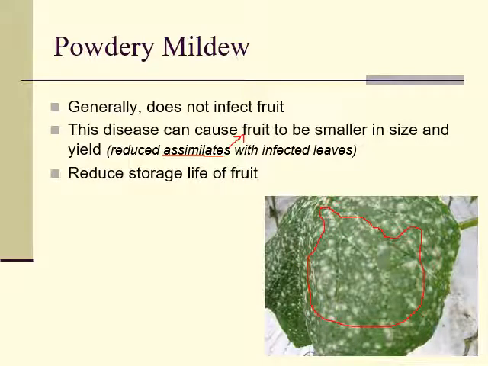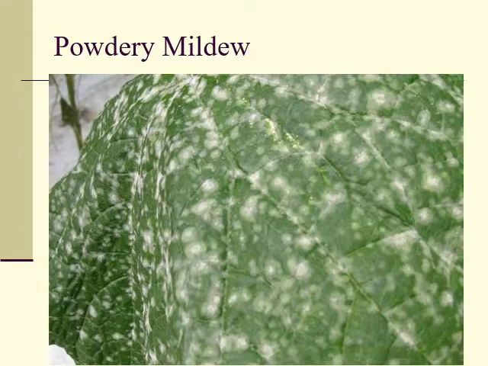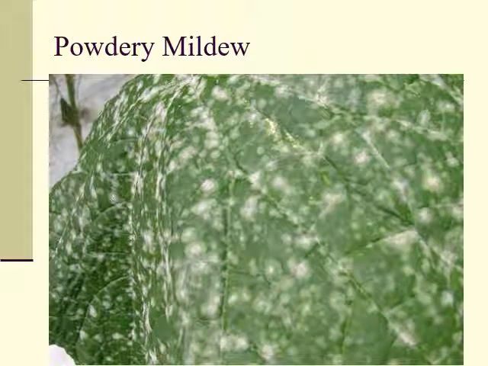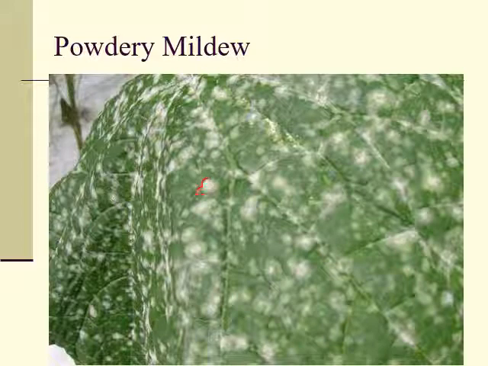It also shortens the shelf life of your fruit because it doesn't have enough sugars to give it the fuel to stay alive once it's cut off the plant. And flavor may deteriorate as well. And again, just a closer look at powdery mildew. It's usually on the surface of the leaf. It's fuzzy to look at.